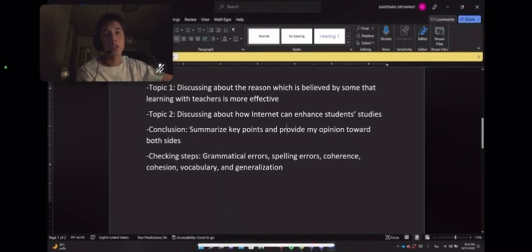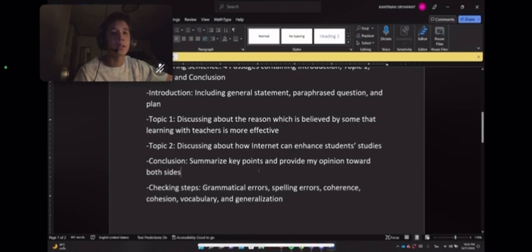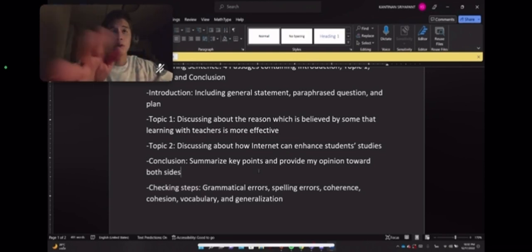And in conclusion, we should summarize the key points and provide your opinion toward both sides. Alright, that's basically it, how to plan 4 types of paragraphs. In writing it can contain many sentences, such as topic sentence, example sentence, supporting sentence, something like that. So you can include those and write them in your essay as well in order to develop your essay.